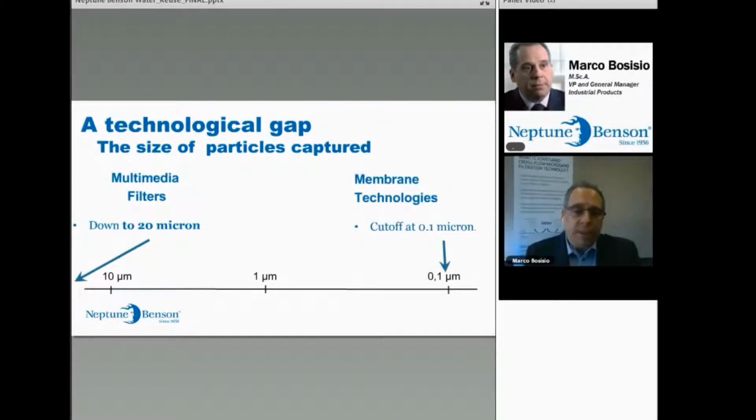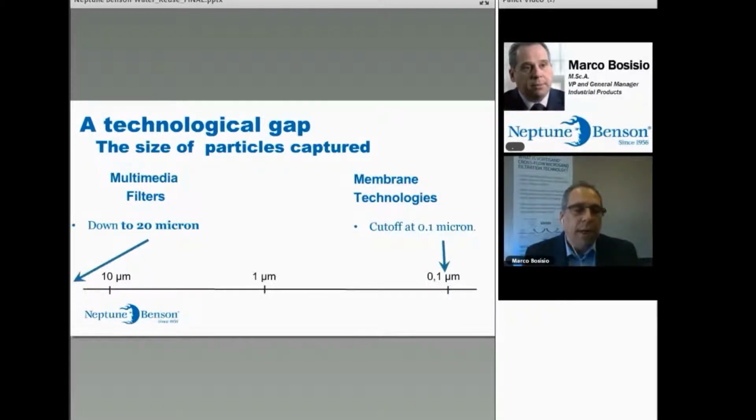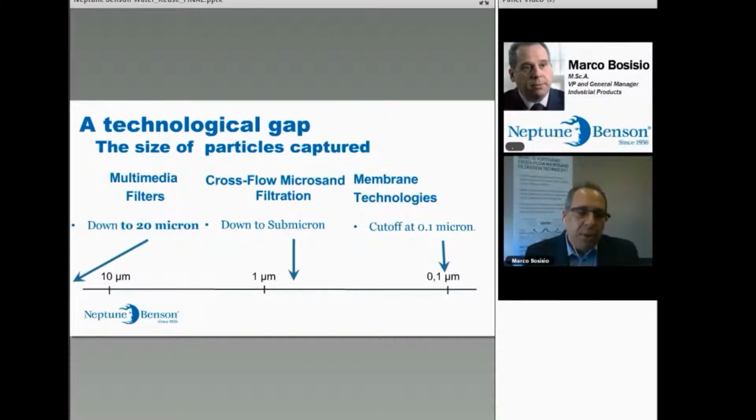But there's also, of course, then the membrane at the other end of the scale that starts at 0.1 micron. And of course, then it becomes like a membrane protecting, for example, a UF protecting an RO, and there's a high cost to that. And there's definitely a gap between the 20 and the 0.1 micron. And this is exactly where the cross-flow microsand comes in, being able to filter down to sub-micron.